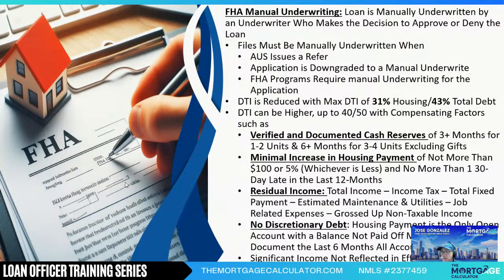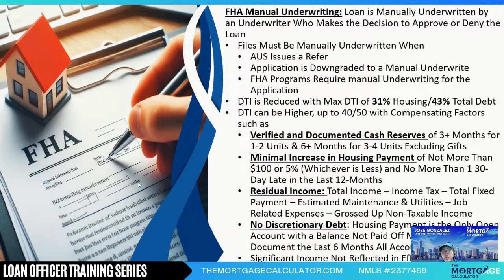FHA manual underwriting is a loan that is manually underwritten by an underwriter who makes the decision to approve or deny the loan. As the name implies, it is not automated underwriting. An actual human being has to make the decision. So please note the following scenarios under which a file must be manually underwritten.